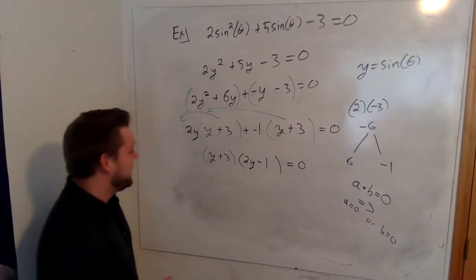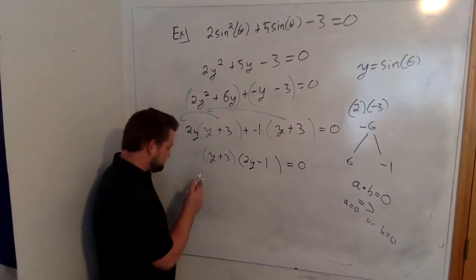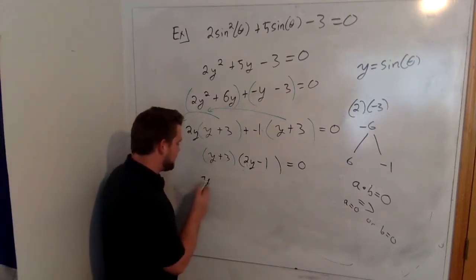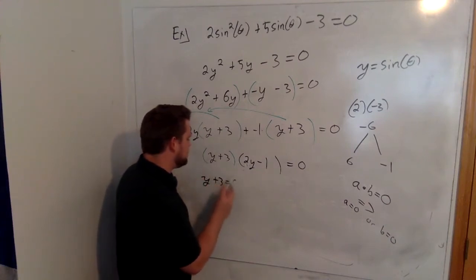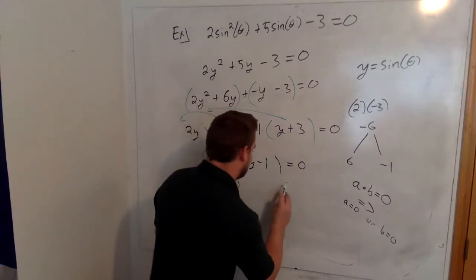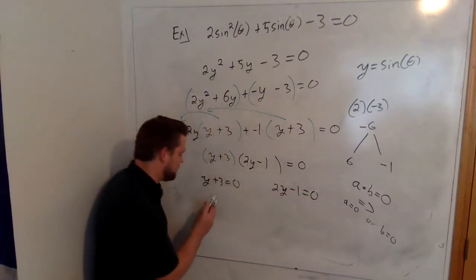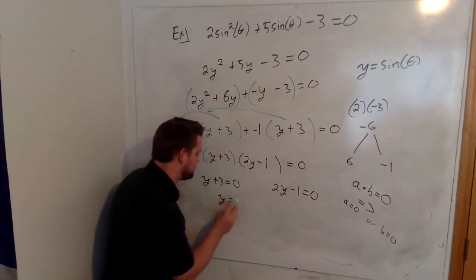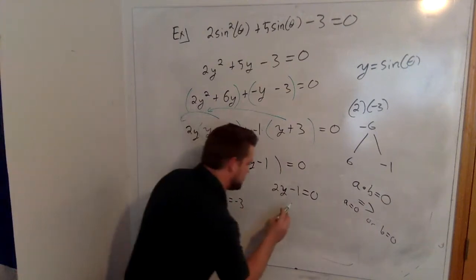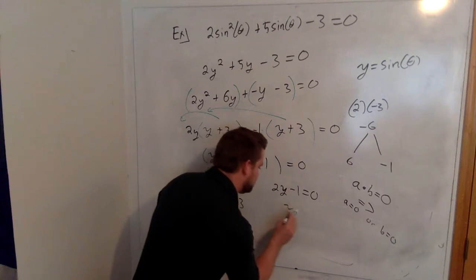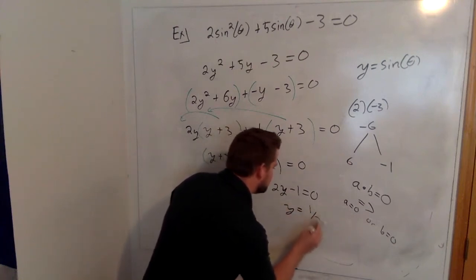Okay, so what this says is that we could either have y plus 3 equal to 0, or we could have 2y minus 1 equal to 0. If we solve for y, we'll get y is equal to negative 3. Over here, we could add 1 and divide by 2, so y would be equal to 1/2.